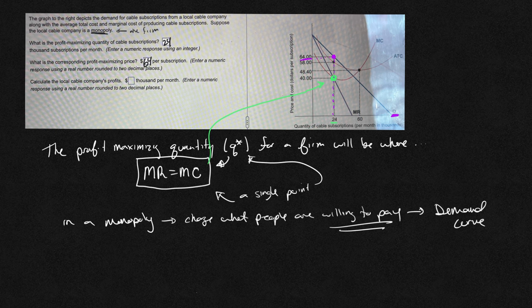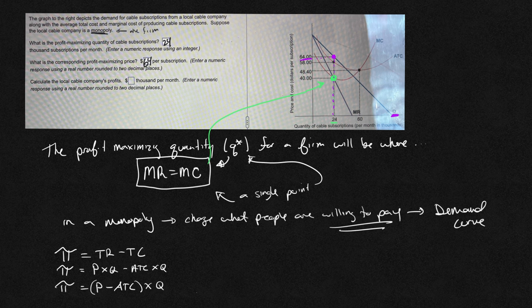Now I made a short about this and I'll make sure that I link it here, but we have profits are equal to total revenue minus total cost, which we can rewrite. Total revenue we know is price times quantity. Total cost is average total cost times quantity. And if I go ahead and factor out a quantity, I know that my profit's going to be price minus average total cost times quantity.